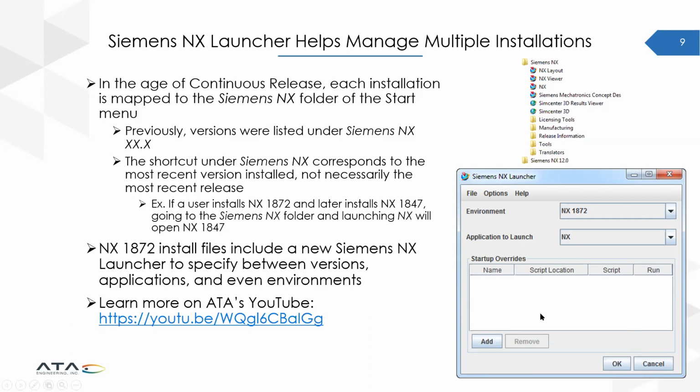I have a screenshot over here on the right-hand side. For environment, I could click here and choose between the different versions that I have installed. Then you can choose your application as well. In this case, I've set it up so that I can choose between NX, Simcenter 3D, and NX Viewer. But you can specifically choose for your own installation which environments and applications you want to show, and you could even launch specific customer defaults and things like that.